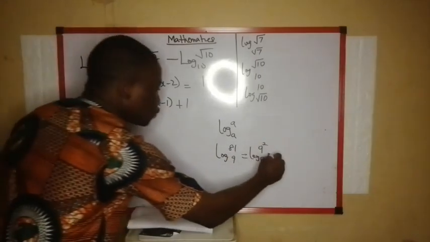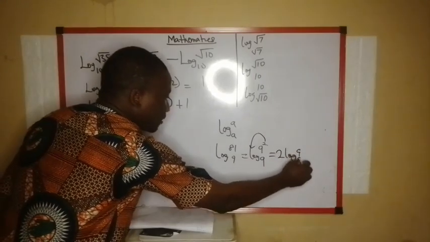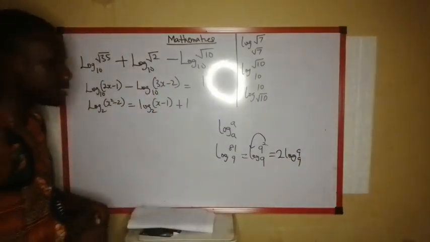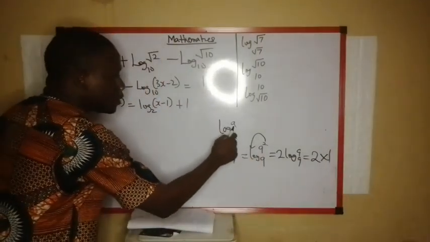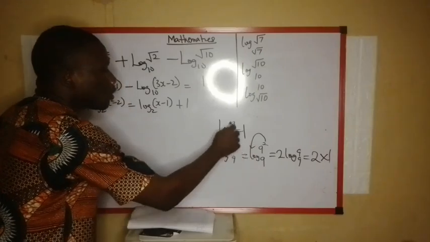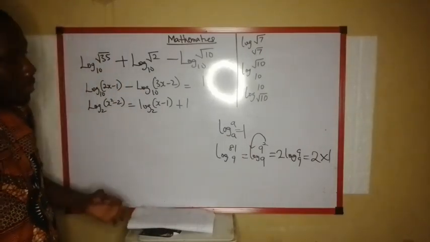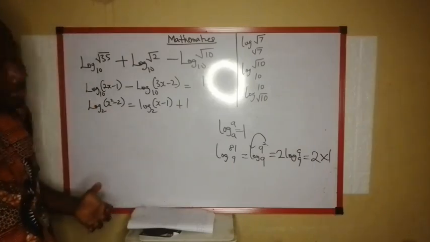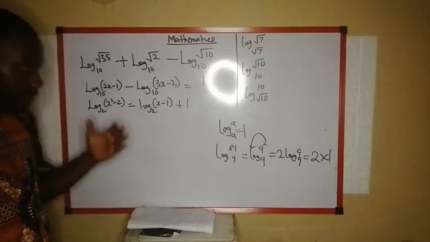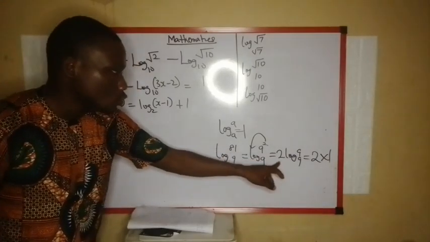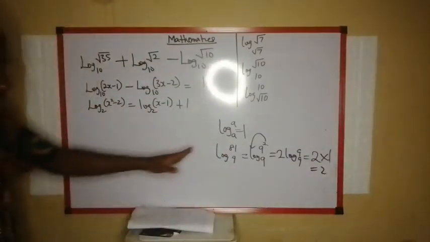So meaning that you will take these two backward. These two have to come backward to become 2 log 9 base 9. And what was 2 log 9 base 9? 2 times 1, because I said a log to its own base is equal to 1. So log 9 base 9 is 1. Log 1 base 1 is 1. Log 2 base 2 is 1. Log 3 base 3 is 1. Log 4 base 4 is 1. Log 5 base 5 is 1. So log 9 base 9 is 1. So 2 times 1 will give us 2, and that will be our answer for this kind of situation.